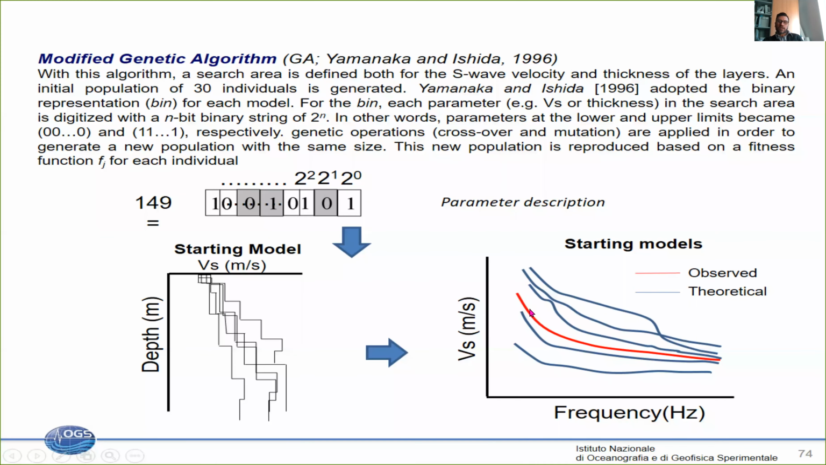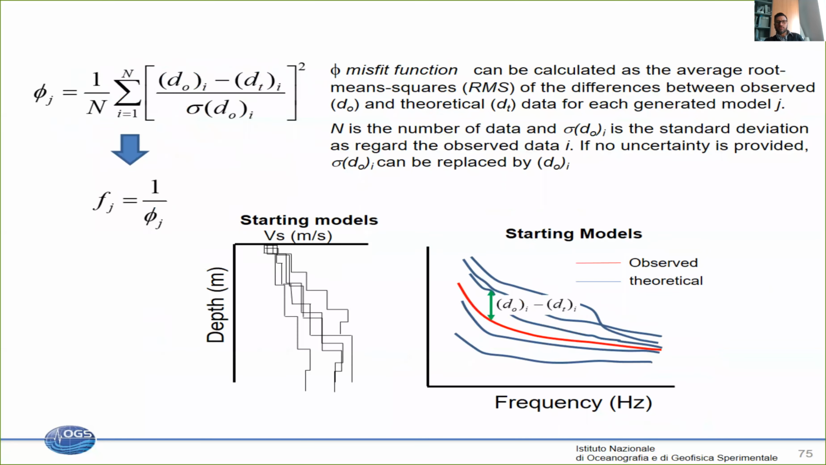You see that some of the models are closer to the observed curve, some of the models are farther away. So I assume that the models producing a curve closer to the red one are better models, because they produce a curve which is already quite close to my observation. So I describe the quality, the goodness of a model, on the basis of its fitness to the observed data. So I have a fitness function that I will define to describe how good a model is.